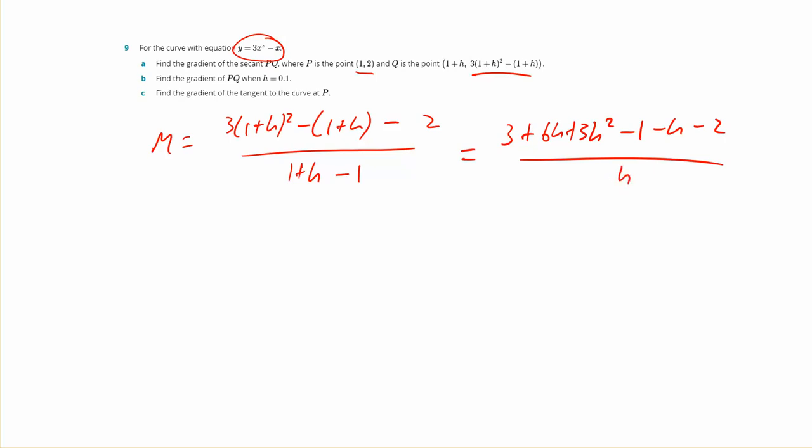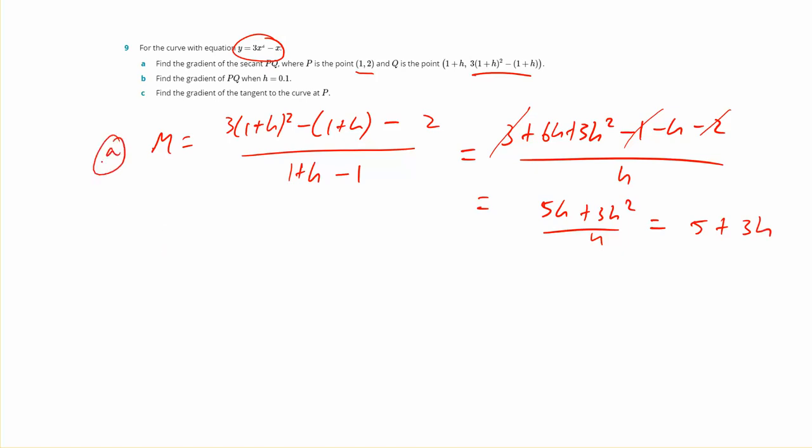So what can we simplify? 3 minus 2 is 1. Hang on, we've got 3 minus 1 minus 2, so these cancel each other out. Okay. What else can we cancel out? Well, we've got 6h minus h is 5h plus 3h squared on h. If I simplify it, what do we get? We get 5 plus 3h. Okay, so that's the gradient.